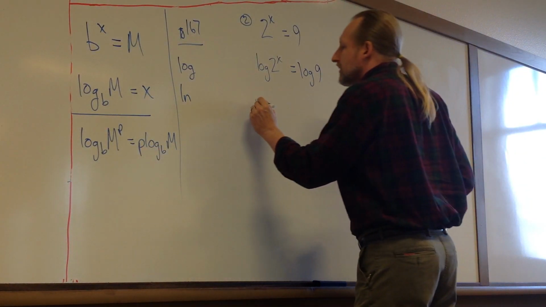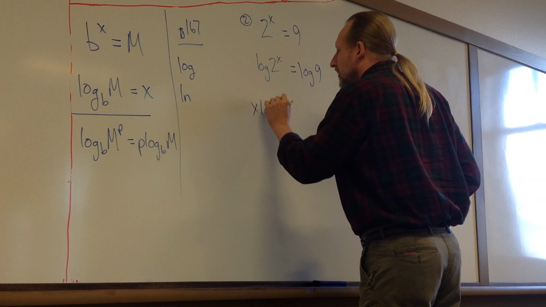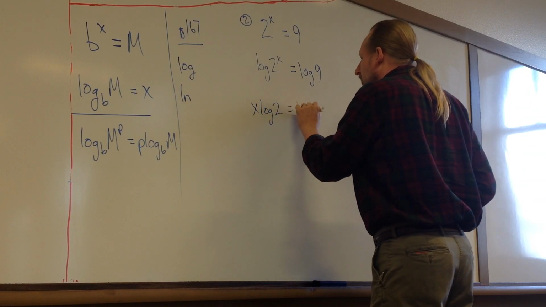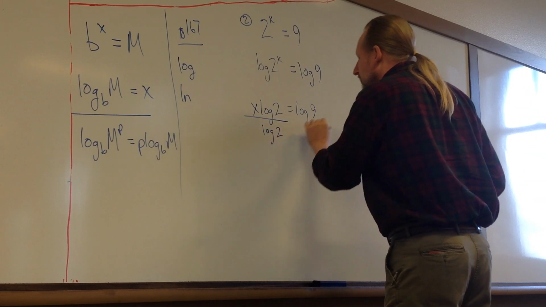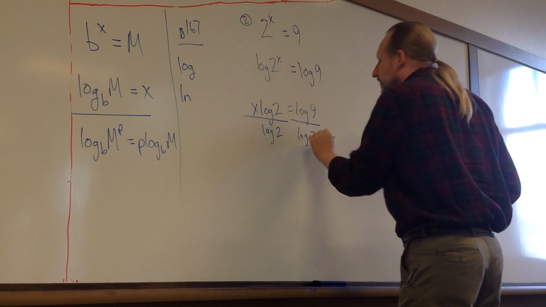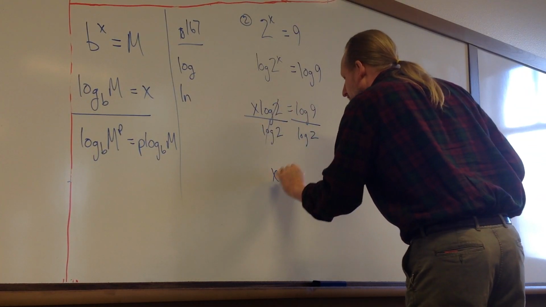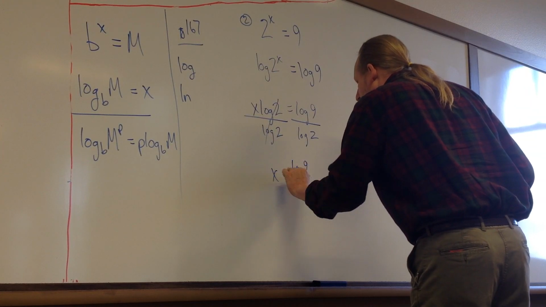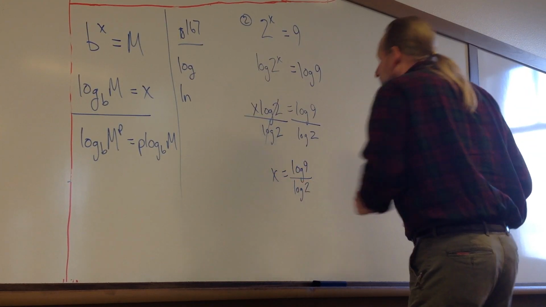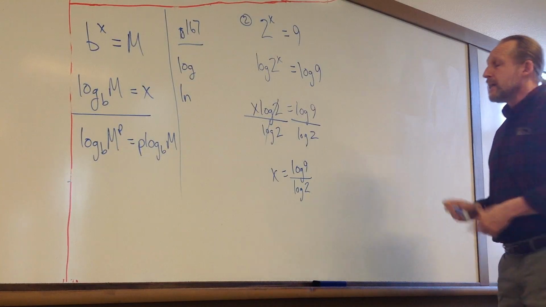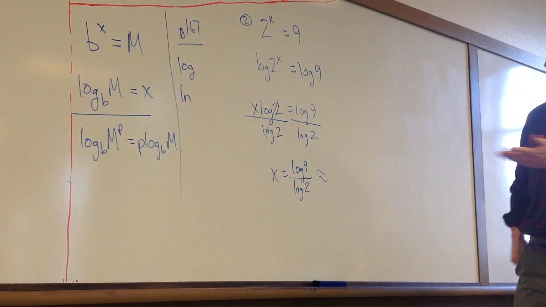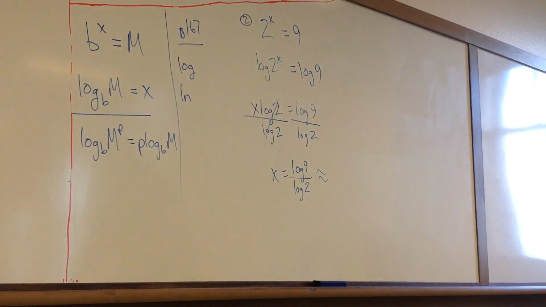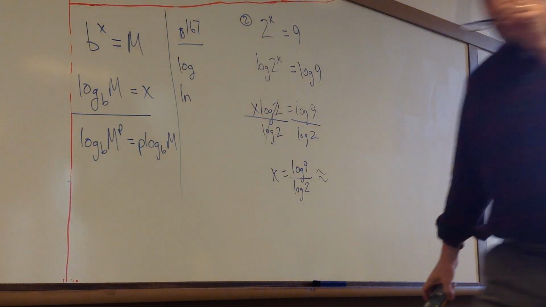Now, what that does for us is now we can take this and use this property. That'll bring the x down in front as a coefficient. And then this log 2 is just a number, and we can divide on both sides by log 2. And so there's our x is log 9 divided by log 2. Now, we do want an approximation for this. We want to know, well, what is this number? So let's take a look at how to do that on the calculator.